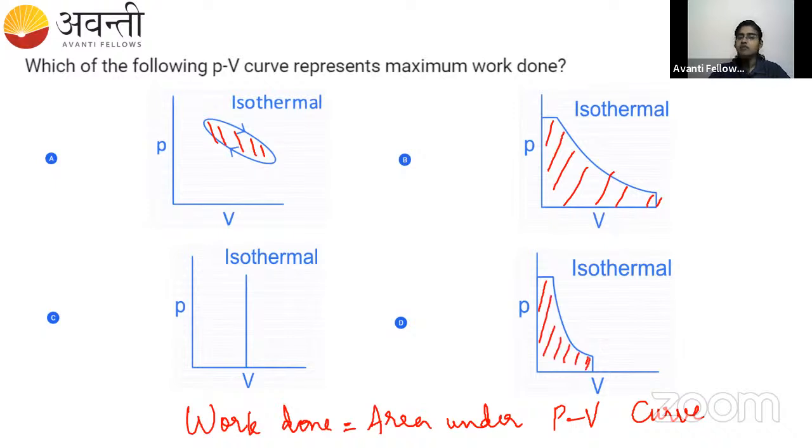So it is clear that from option B, work done is more because the area is more in option B. So option B represents the maximum work done. Okay, fine. Coming to the next question.